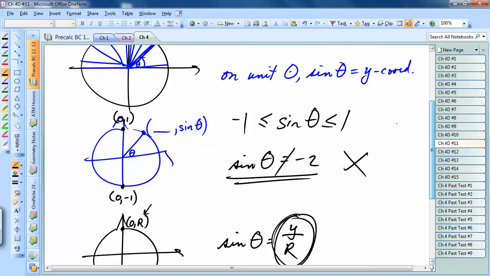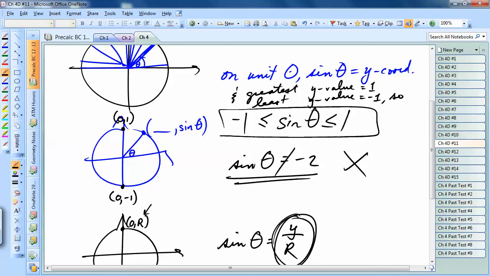Okay? So, on the unit circle, sine theta is the y coordinate. I think it's easiest to do this using the unit circle instead of the y over r. And the greatest y value equals 1. The least y value is negative 1. So sine has to be between negative 1 and 1. And then you can say, okay, so there's no way to get negative 2 out of that.